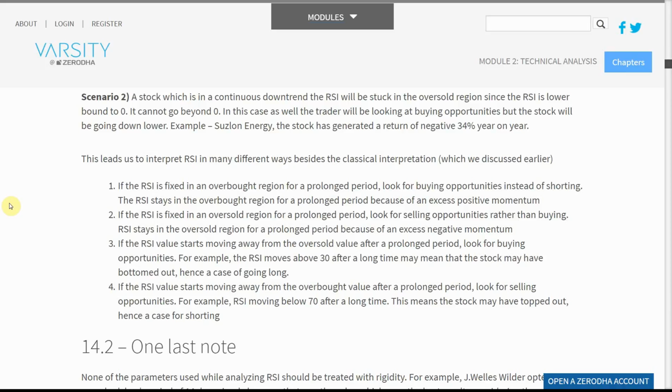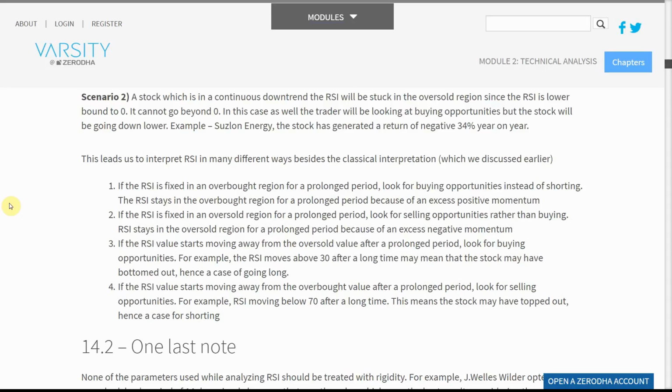This leads us to interpret RSI in many different ways besides the classical interpretation, which we discussed earlier. If the RSI is fixed in an overbought region for a prolonged period, look for buying opportunities instead of shorting. The RSI stays in the overbought region for a prolonged period because of excess positive momentum. If the RSI is fixed in an oversold region for a prolonged period, look for selling opportunities rather than buying. RSI stays in the oversold region for a prolonged period because of excess negative momentum.